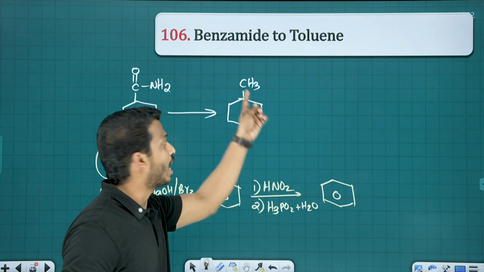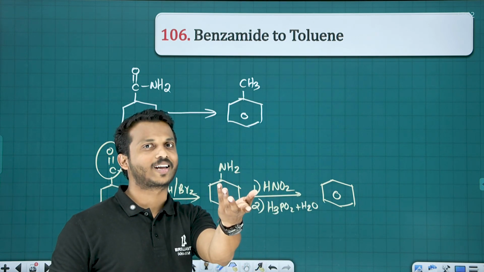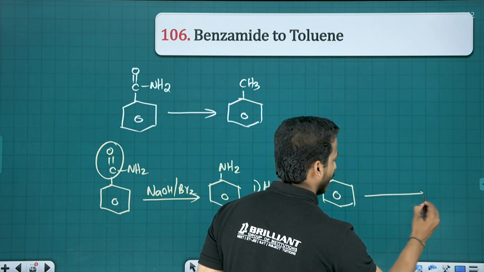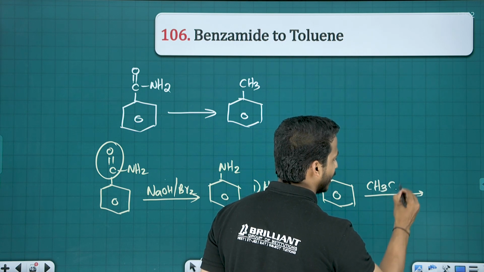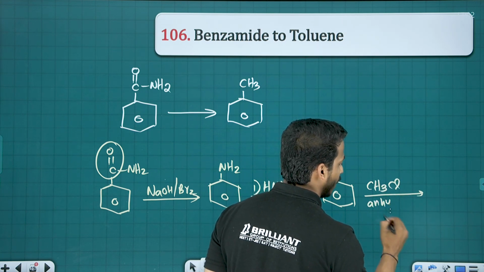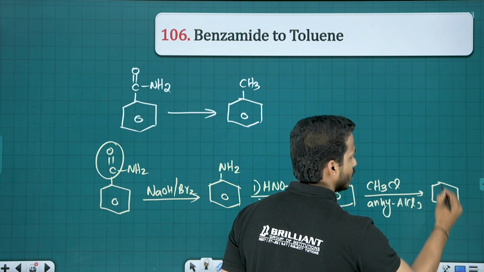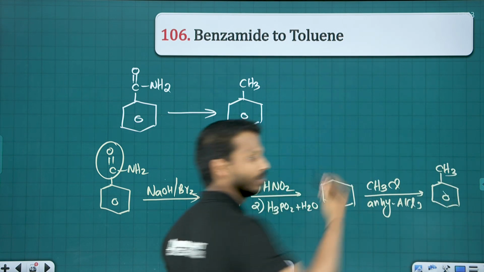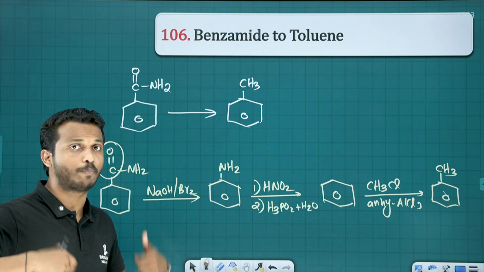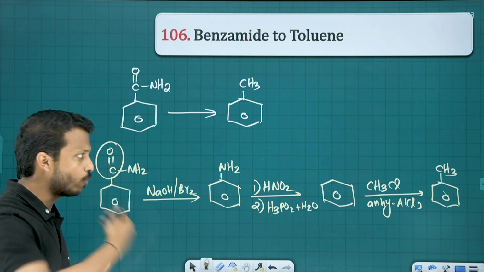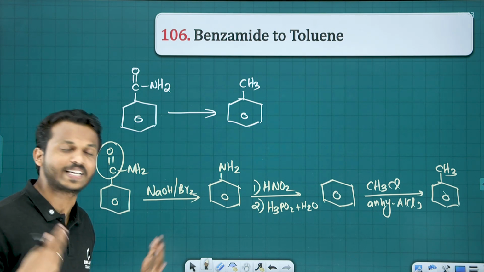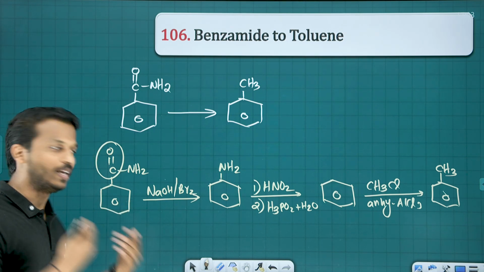Now on benzene, how can you bring a methyl group? Friedel-Crafts alkylation, my dear. So add CH3Cl in the presence of anhydrous AlCl3. The benzene attached with CH3, you will get it. Ready? So see the path. I want to get this one, I want to remove this one. So like that you practice it. Then only the questions will be easier.